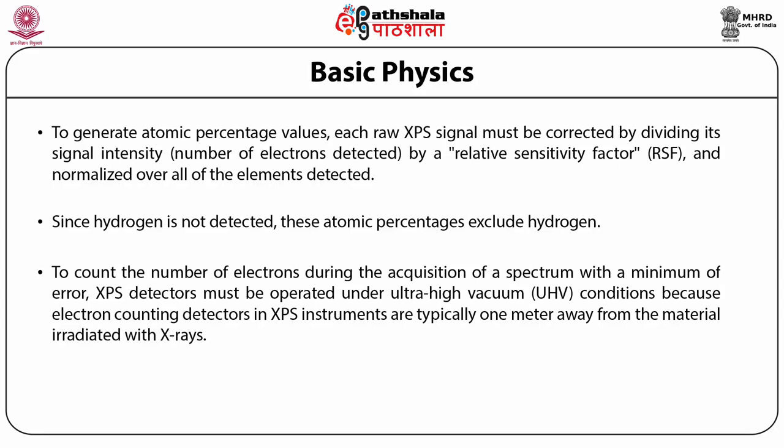The XPS detector must be operated under ultra high vacuum, UHV, conditions because electron counting detectors in XPS instruments are typically 1 meter away from the material irradiated with X-rays. This long path length for detection requires such low pressure.